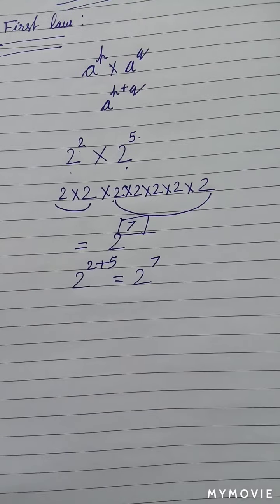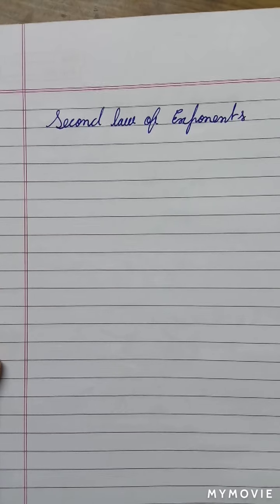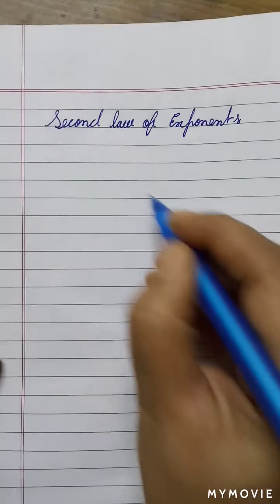I'm sorry, there was a small error in the sentence. We don't multiply exponents. Whenever we multiply two rational numbers with exponents and the two rational numbers have the same base, we add up the exponents. Now let's understand the second law of exponents.